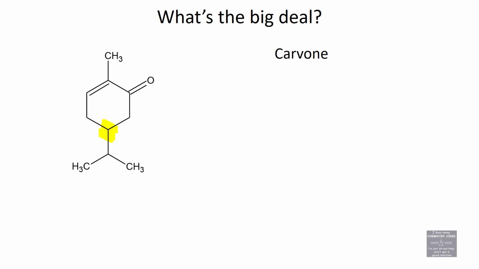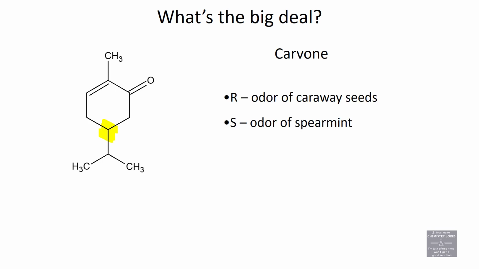We're going to refine the definition better in a minute. But this is carvone. Carvone has a single asymmetric carbon, and anything that has a single asymmetric carbon has two enantiomers. The R enantiomer of carvone smells like caraway seeds. The S enantiomer of carvone smells like spearmint.